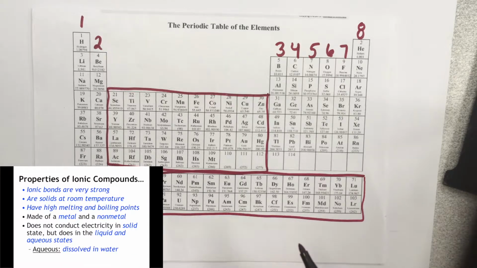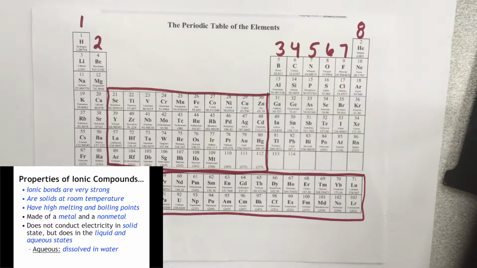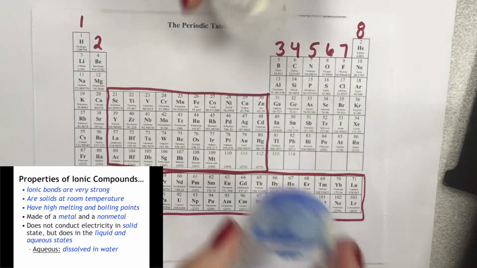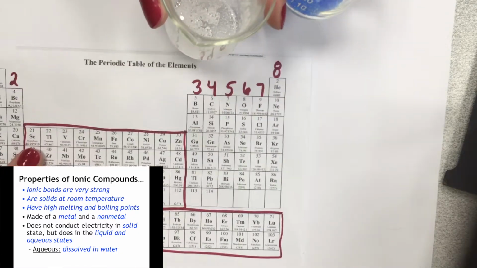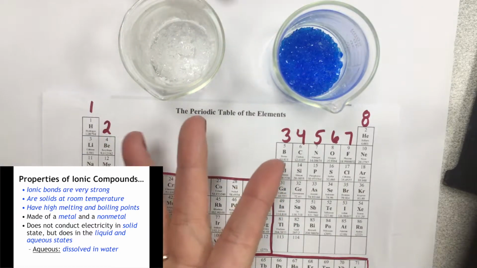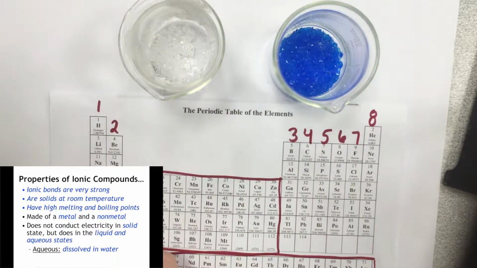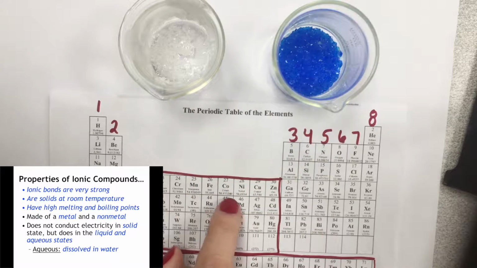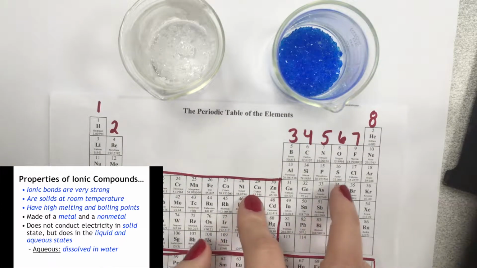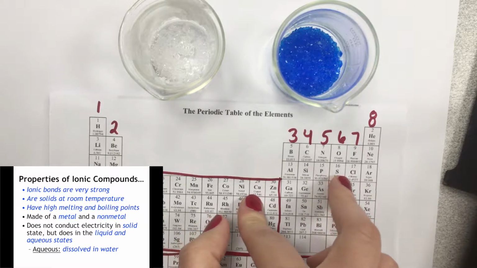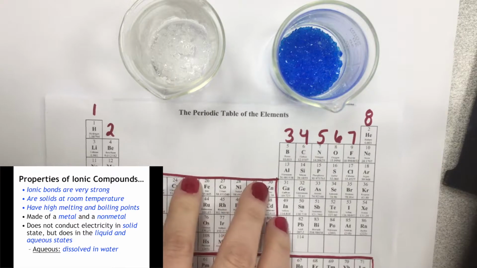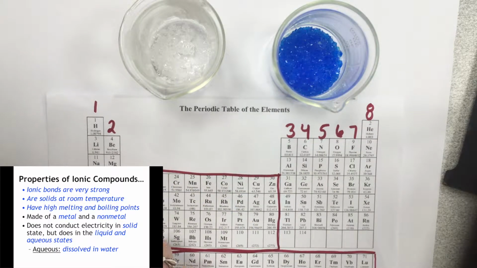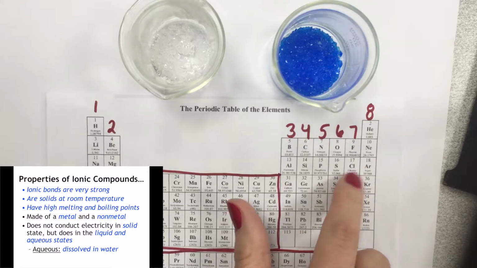So here are the properties of ionic compounds. The ionic bonds are very strong and they are solid at room temperature. So for example, these two, okay, they are solids at room temperature, they are crystals. And they have high melting and boiling points, and they are made out of a metal and non-metal. So for example, the blue one here is made out of copper, which is a metal, and chloride, which is a non-metal. The white one here is also made with a metal, which is sodium, and a non-metal, which is chlorine.